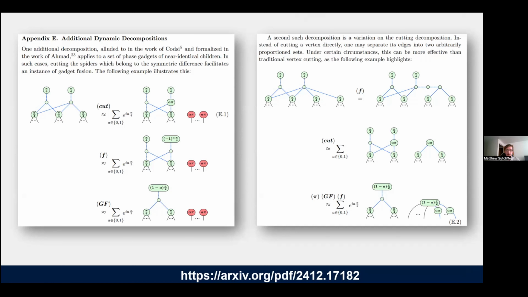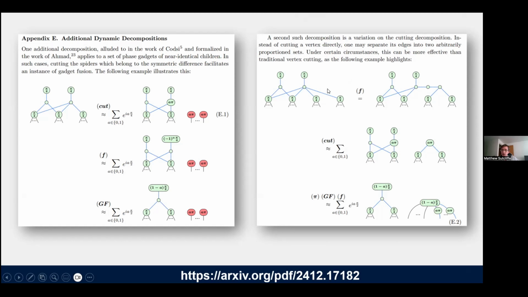This one on the left, after we implemented it, we realized that in Cozy's thesis he already talks about this, but not in too much detail. The idea is if you have multiple phase gadgets that have a lot of overlap, so a lot of their children are on the same vertices, then if you just cut the symmetric difference, so in this case, these 2 gadgets both are connected to the first 2, but the second gadget is also connected to the third, so the third is the symmetric difference. If we just cut that, then they have the exact same child set, and then they can fuse with gadget fusion.